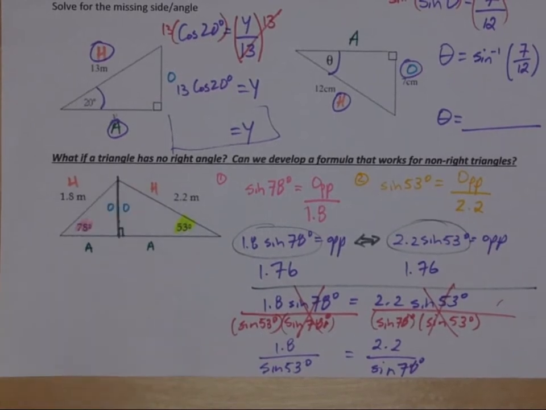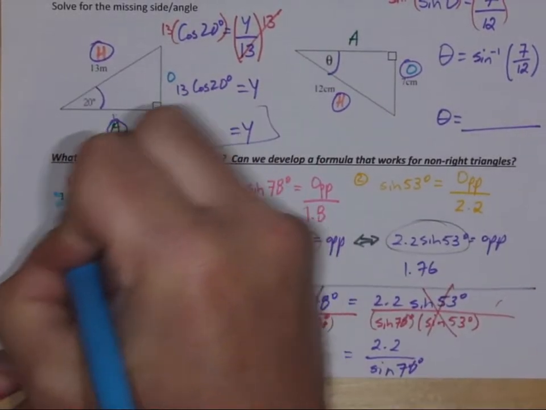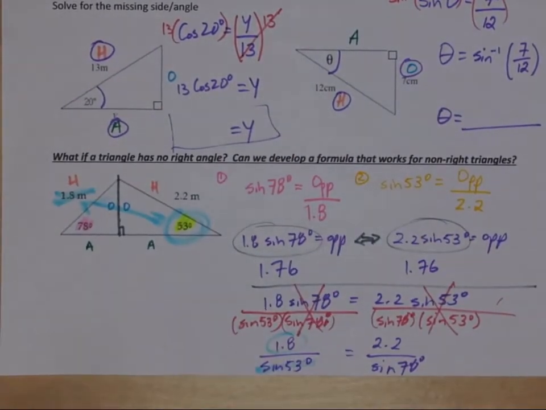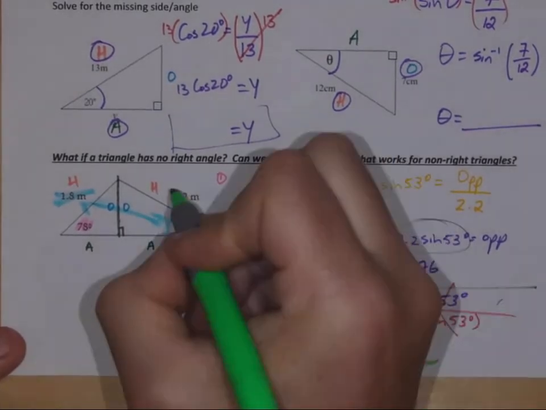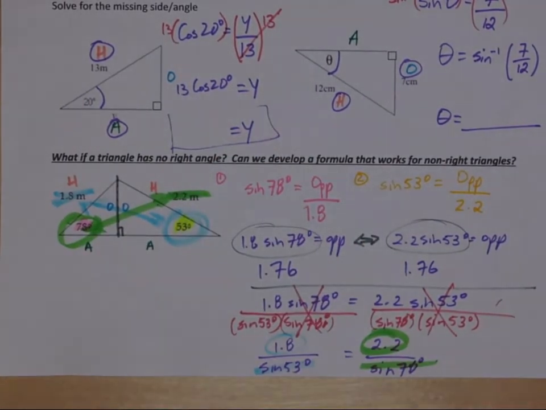If I look at that big triangle again, and I look at where 1.8 and sine 53 are, 1.8 is there, and sine 53 is there. They are across the triangle from one another. If I look at 2.2 and sine 78, they are across the triangle from one another. What I have done is I have just proved or figured out the sine law. So let's flip the page and look at the next example here.